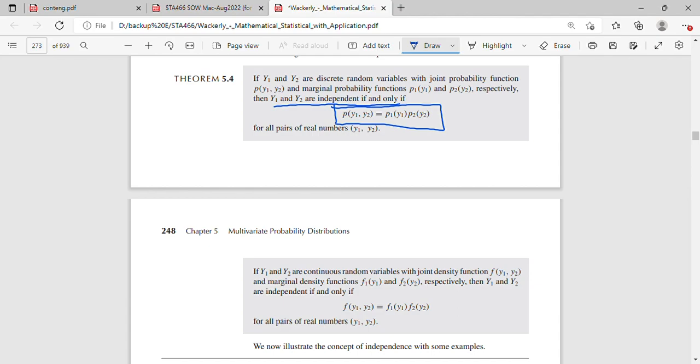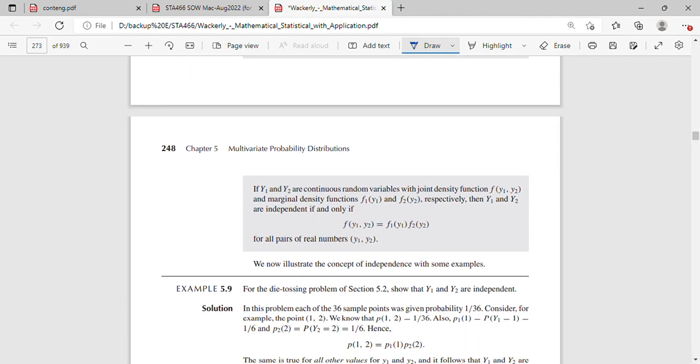Okay, bila joint function of Y1 and Y2 equal to the multiplication of marginal of Y1 multiply dengan marginal of Y2. Okay, kalau sama, so we can say that Y1 and Y2 are independent. Ini untuk discrete. Kalau untuk continuous pun sama. Cuma bezanya continuous dia punya F lah. Sama, which is the function.